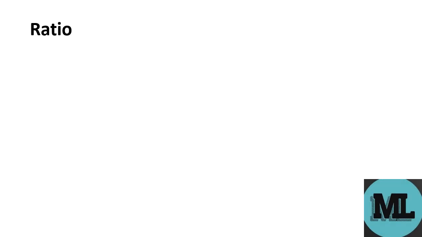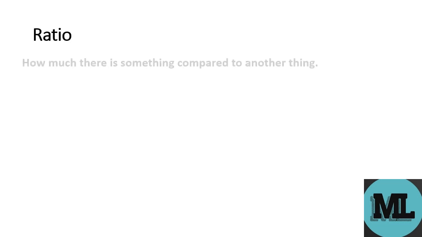Learners, in today's video we'll be doing ratio. So what's the simple definition of ratio? The simple definition of ratio is how much there is of something compared to another thing. So this is the simple definition of ratio.